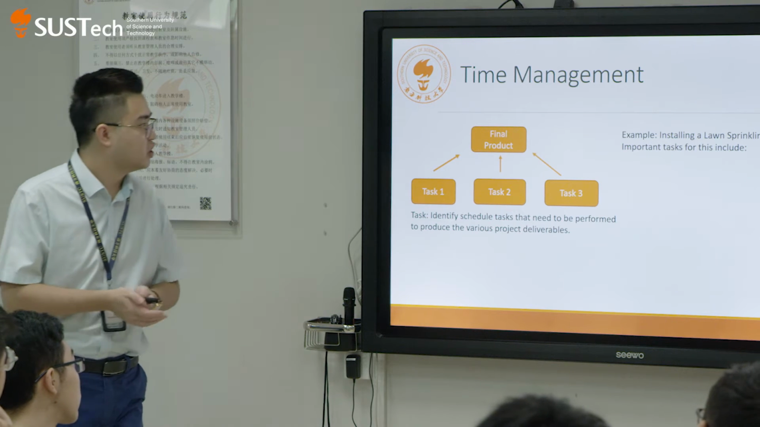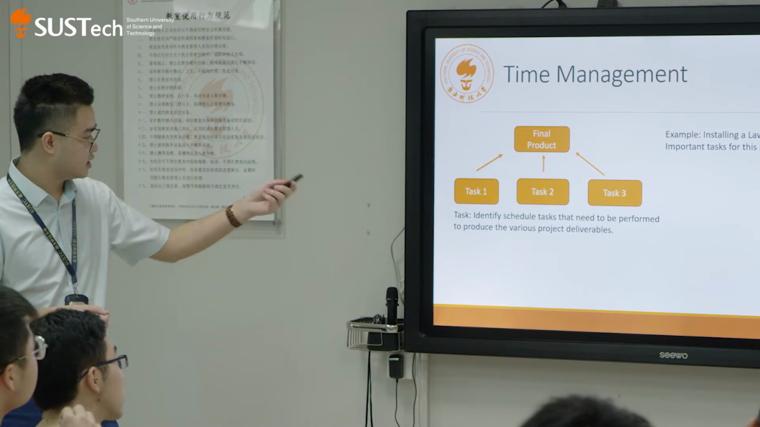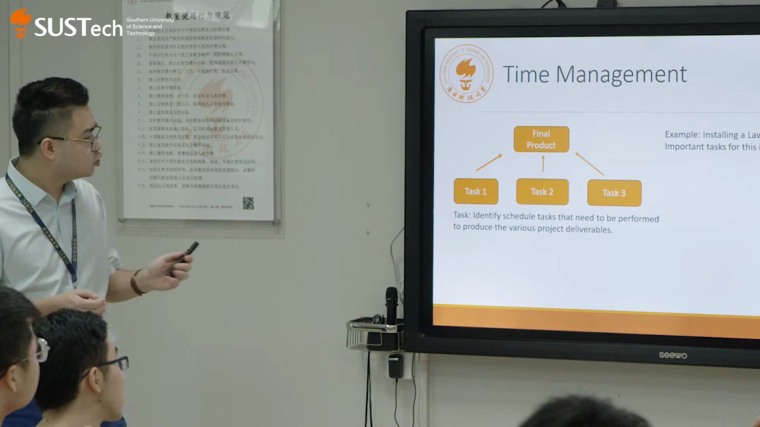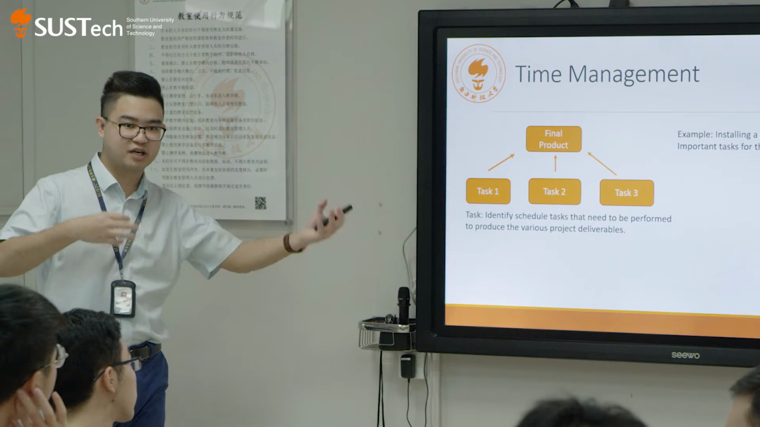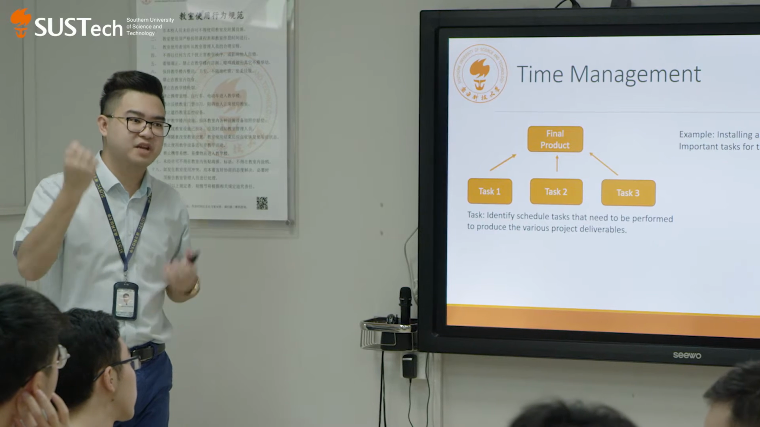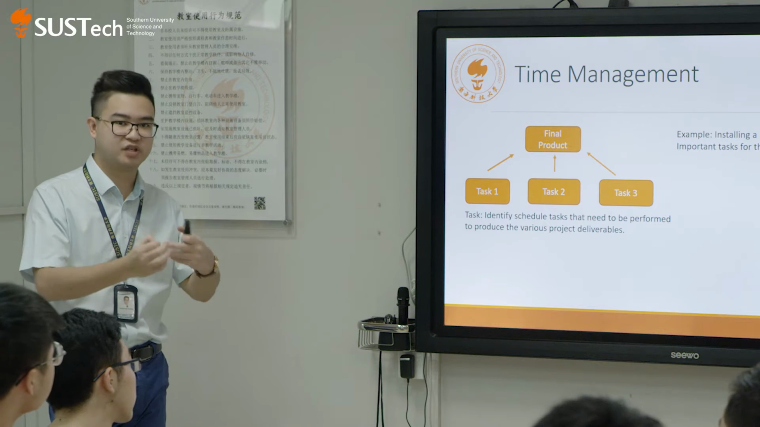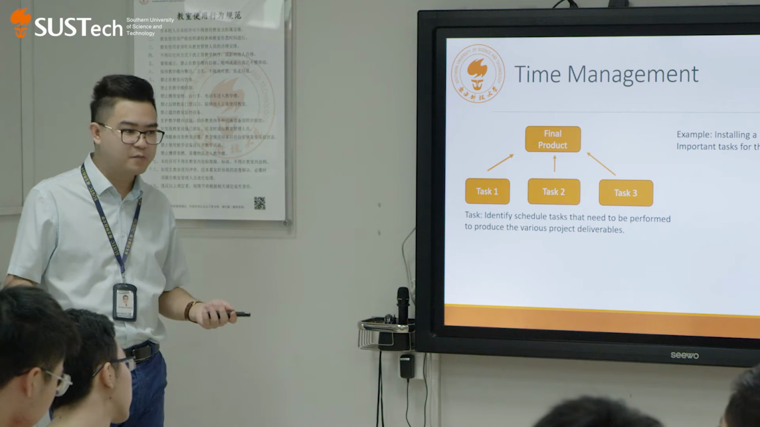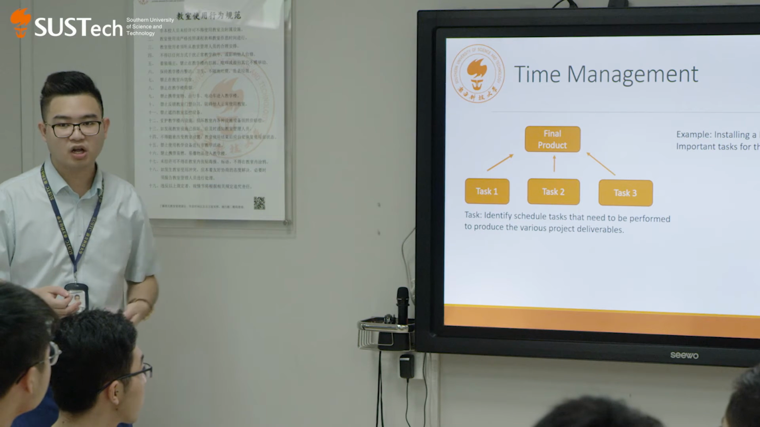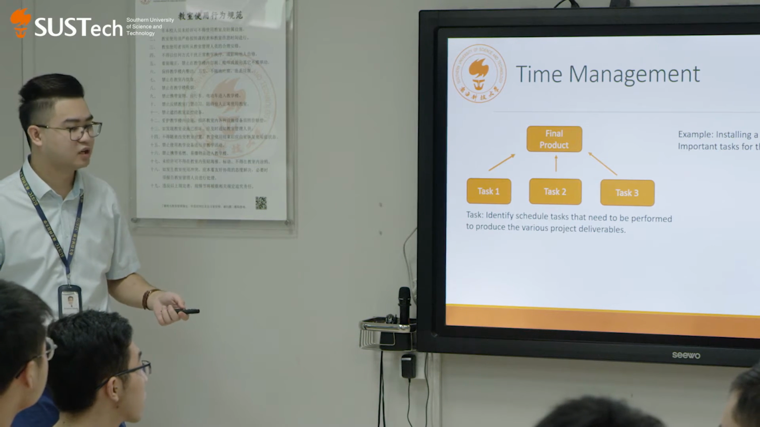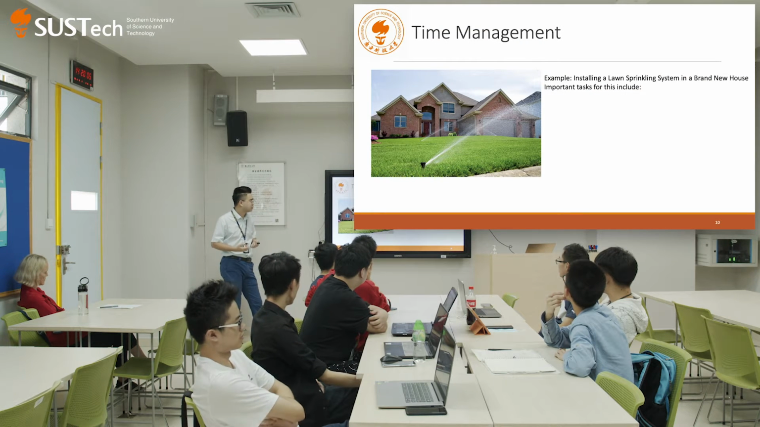So still it's about installing the lawn sprinkling system in my house, right? Let's take this as an example. How are we going to break down the tasks from the final project, right? We need to think about some important activities that are going to be accomplished in order to achieve this final goal, right? What would be the important activities if I want to install the lawn sprinkling system in my house, in my garden, right? So think of what kind of activities are going to be involved, right?